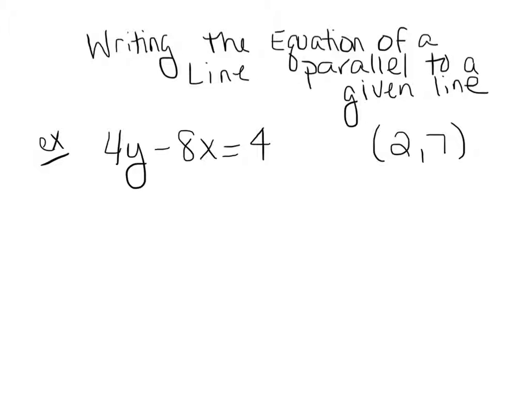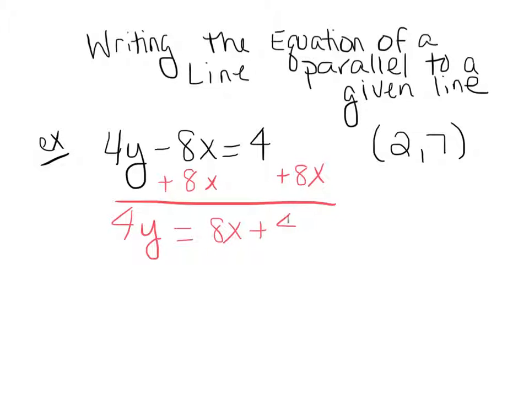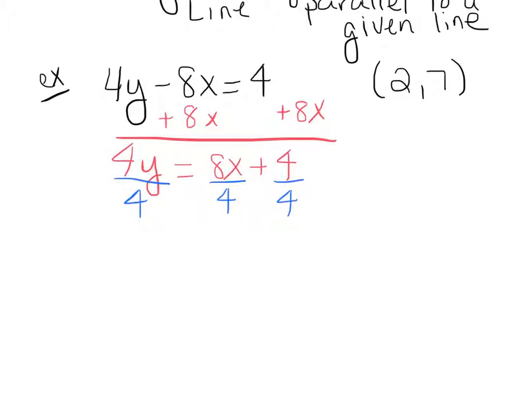So the first thing that I'm going to do is add 8x to both sides, and I get 4y equals 8x plus 4. The next thing that I'm going to do is divide every term by 4 to get y by itself. And when I do that, I end up with y equals 2x plus 1.